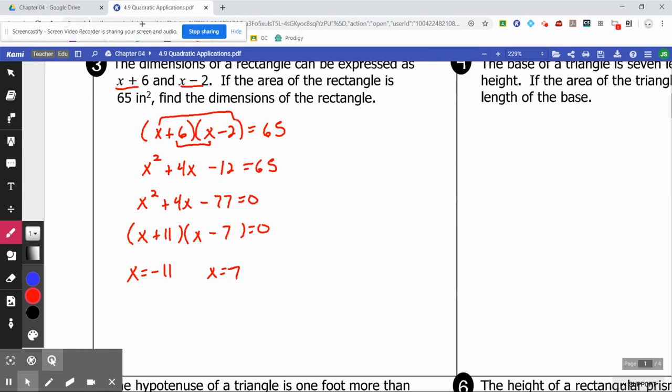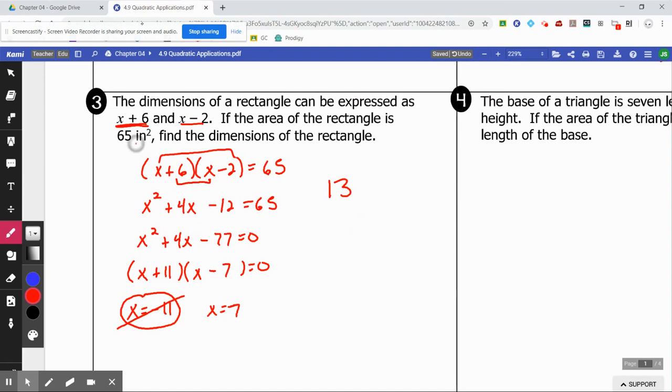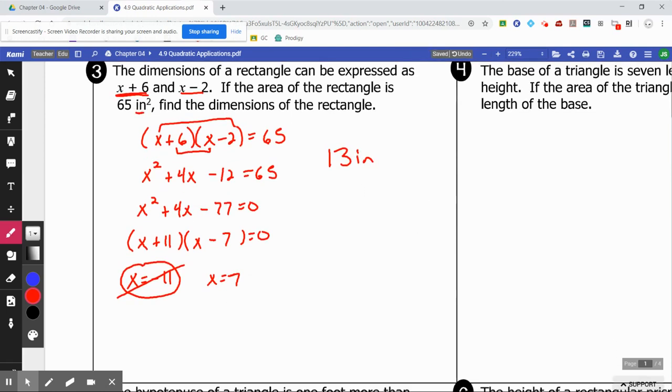So if you were to plug in negative 11, though, the side lengths would be negative 11 plus 6, which is negative 5, so you do have to throw that out. Plug in 7, you get 7 plus 6, which is 13. And again, let's look and see what this is. It's in inches. So 13 inches would be one of our dimensions, and the other dimension would be 7 minus 2, which would be 5 inch. So this is a 13 inch by 5 inch rectangle.